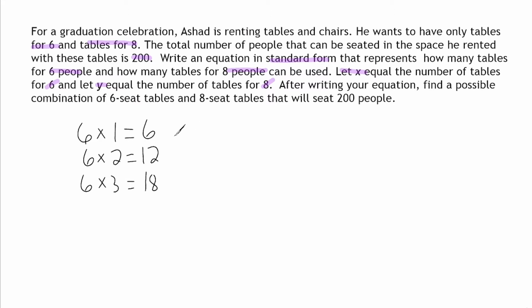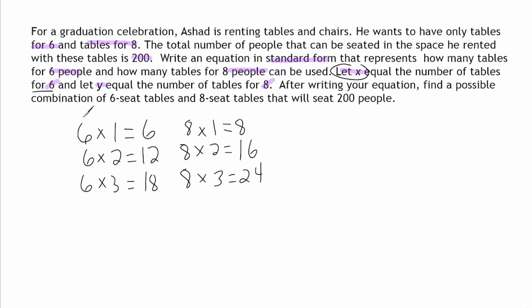And the same would be true for the 8-seated tables. So like one table of 8 would seat a total of 8 people. And 2 of those tables would sit 16 people, and 3 of those tables would fit 24 people. So what we can see is changing here are the number of tables, and that is going to be our variable.